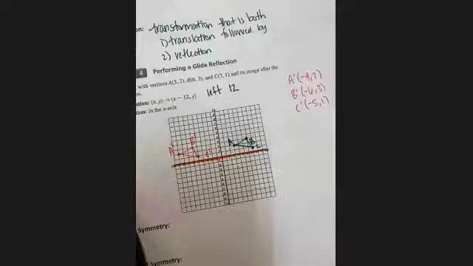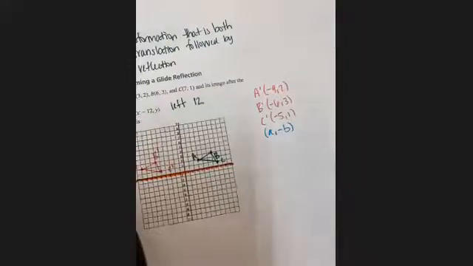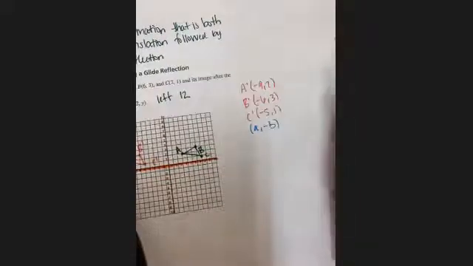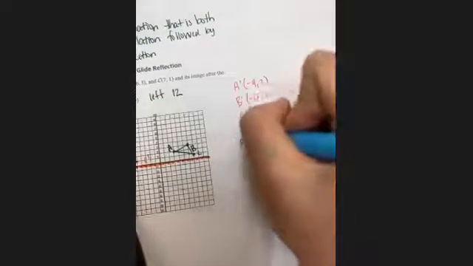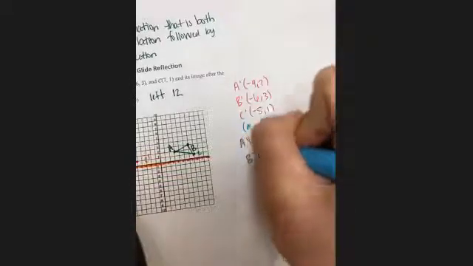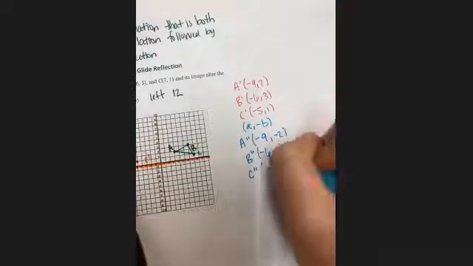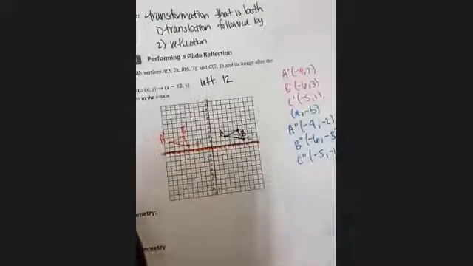So whenever we do the x-axis, if we want to go back for our rules, x-axis is (a, negative b). (a, negative b). So I'm going to switch the sign on all of my y values. So A double prime becomes -9, -2. B double prime is -6, -3. And C double prime is at -5, -1. Okay, and you can see how this works out here. We go here.